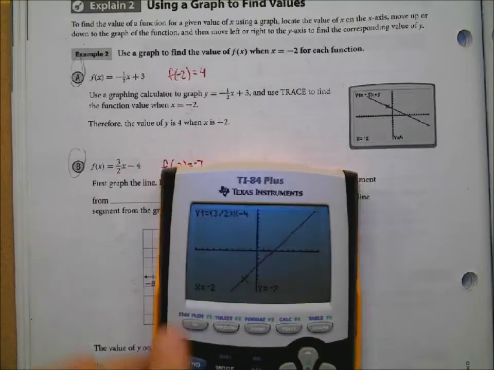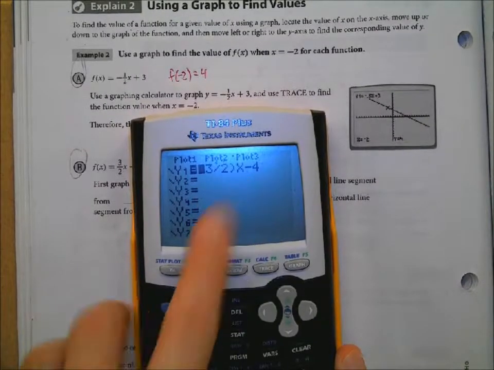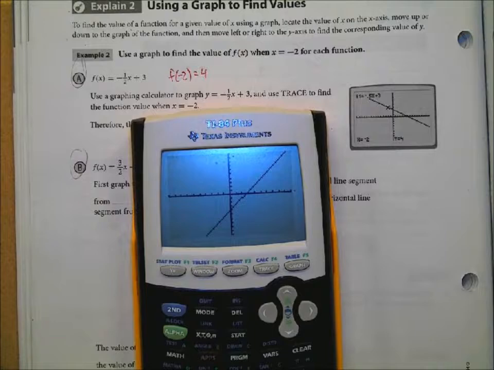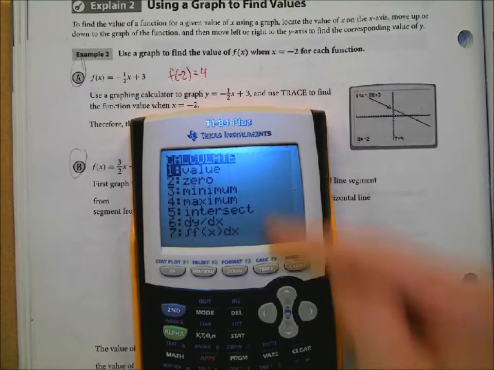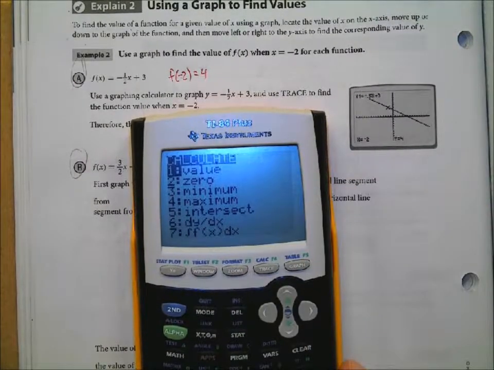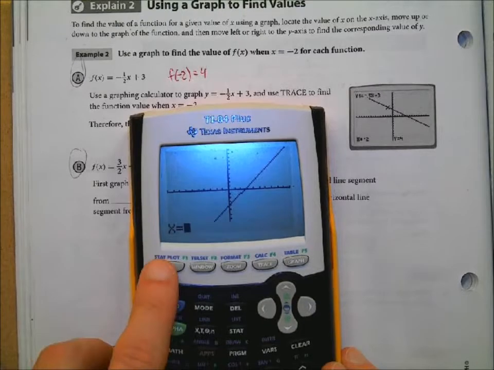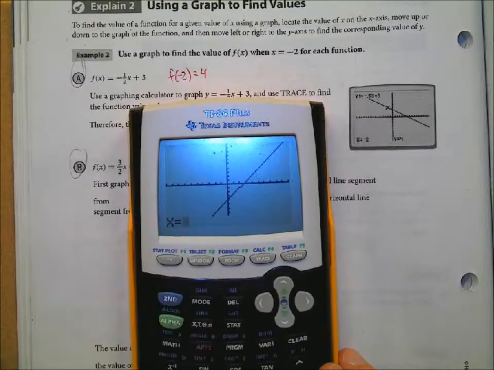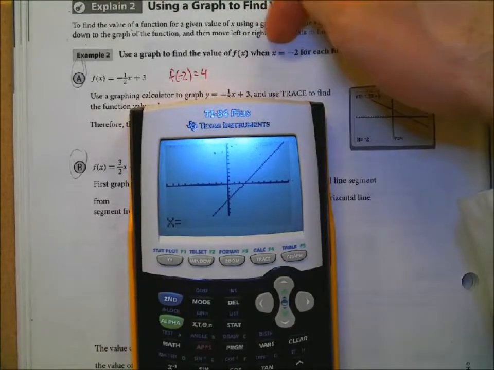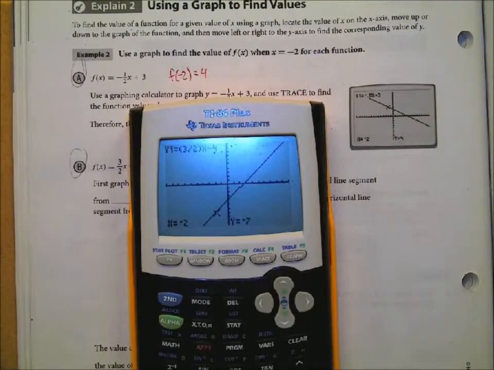So, did you type in 3 halves x minus 4? Go to graph it, then second trace, and then you want the value command. We're finding the value of the function. So far, so good. And then you get an x equals, and you have to type in the x value. Again, it's the same directions as before, so we're just finding negative 2. Okay, so f of negative 2 equals negative 7.